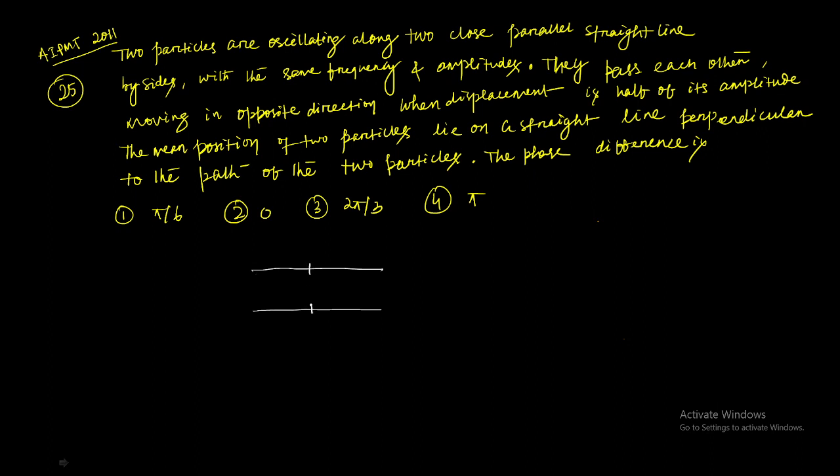So let's say this is their mean position. This is their mean position. And both have the same frequency and amplitude. So this is your minus A. This is also minus A. This is plus A. This is plus A. Right? They are telling that they pass each other moving in opposite direction when displacement is half of its amplitude. So displacement is half of its amplitude is what? This position, right? A by 2.